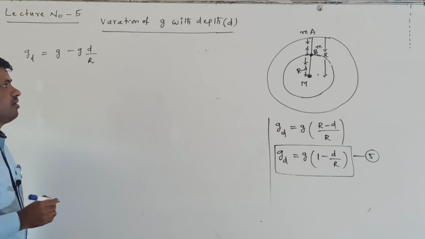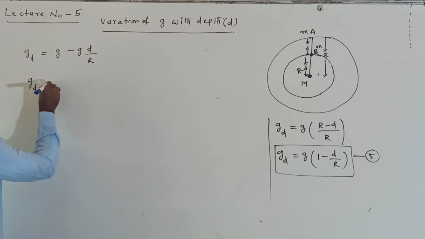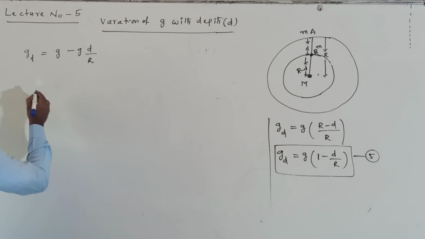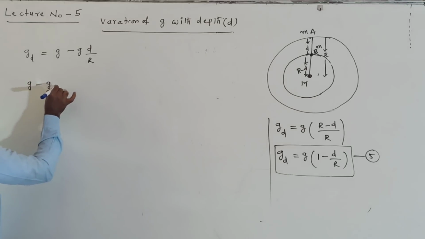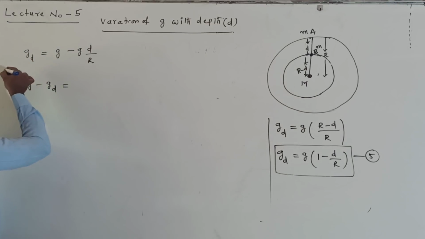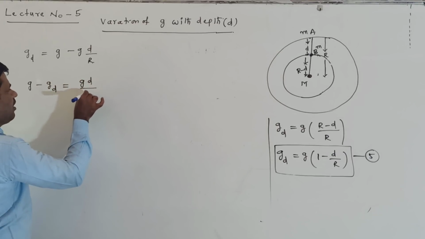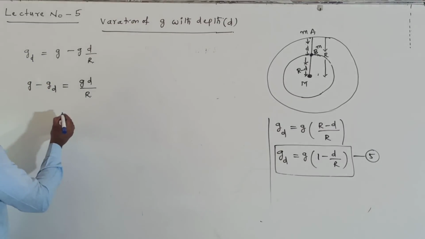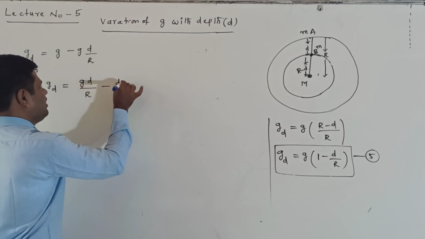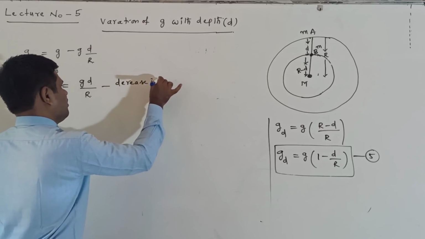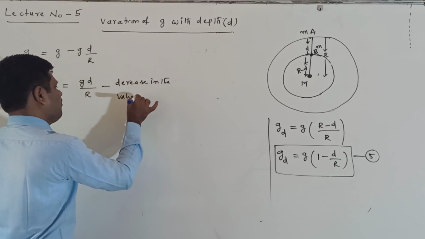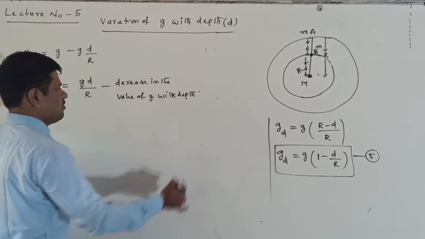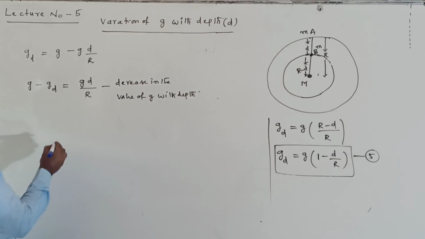Clear? Now next I want to find g minus gd. Directly I am writing g minus gd can be written as g into d by r. Similar to the height case, we make it like this. This is called the decrease in the value of g with depth. This is given as equation number 6.